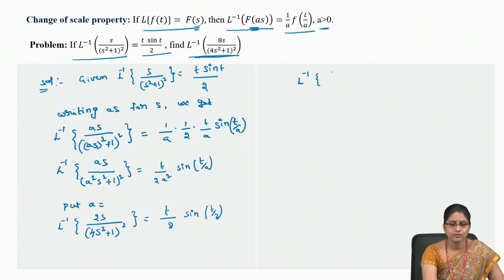L inverse of 8s by 4s square plus 1 whole square equal to 4 into t by 8 sine t by 2, which is equal to t by 2 sine t by 2.